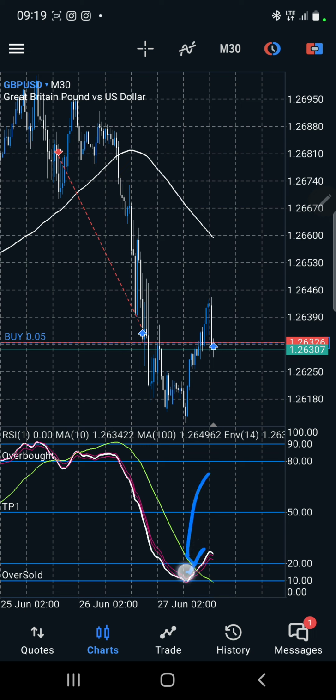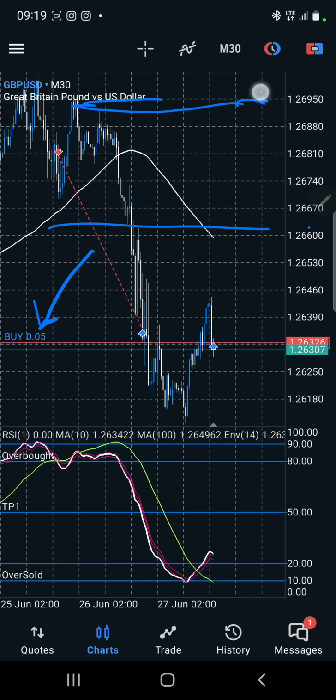I had my cross here, right? I had my cross. So I'm looking for an entry, which as you can see, I have a buy here already. And I'm looking to take my first take profit around this mark. All right, and my second take profit should be around this mark here for TP2. So make sure you are in this trade and monitoring it.